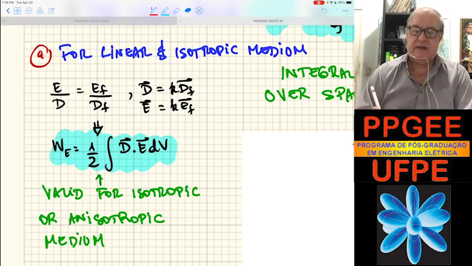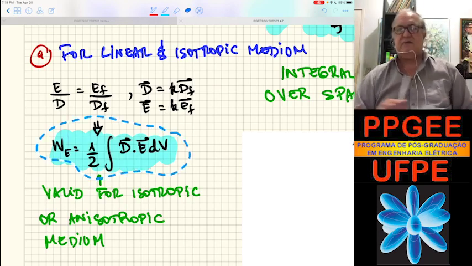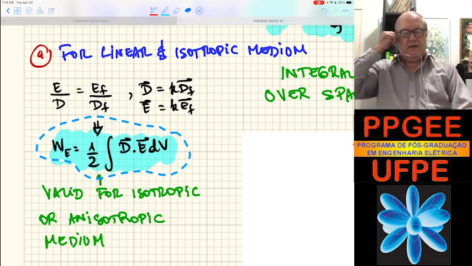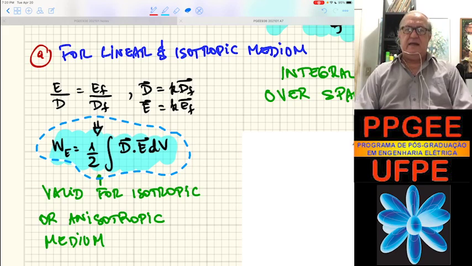And the energy becomes that energy that we derived previously. This is also valid for any anisotropic medium, not only isotropic. I'm going to leave it for you to try to discover how to demonstrate that. It's not difficult.